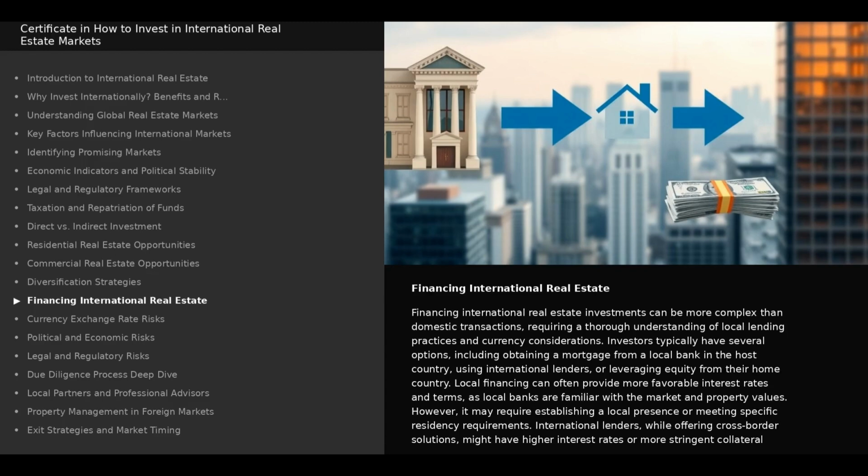Local financing can often provide more favorable interest rates and terms, as local banks are familiar with the market and property values. However, it may require establishing a local presence or meeting specific residency requirements. International lenders, while offering cross-border solutions, might have higher interest rates or more stringent collateral requirements. Careful comparison of these options is crucial.